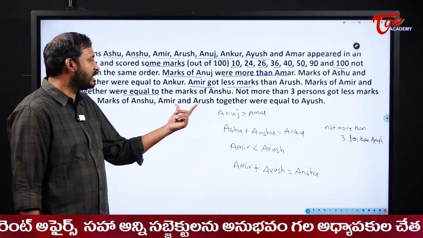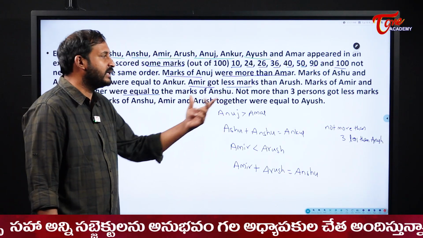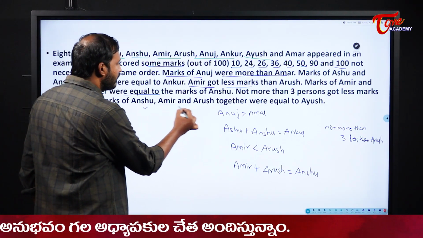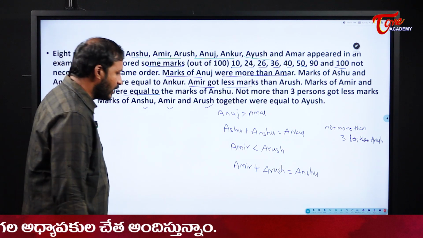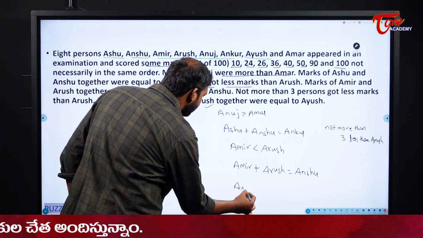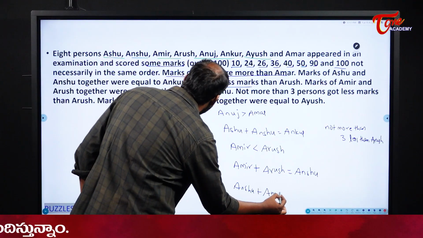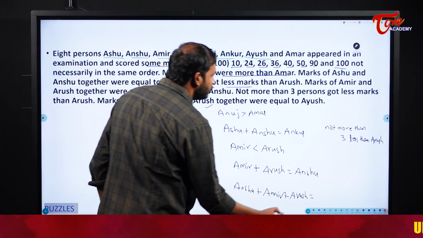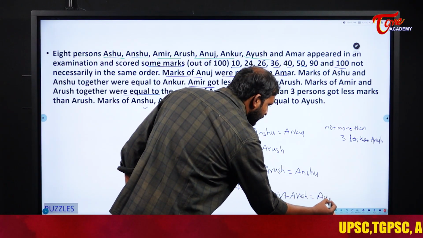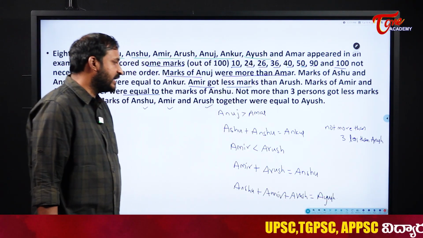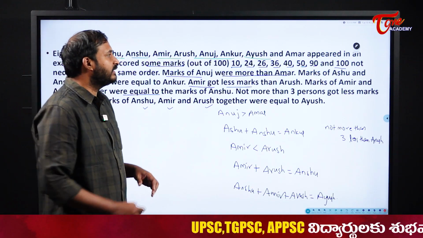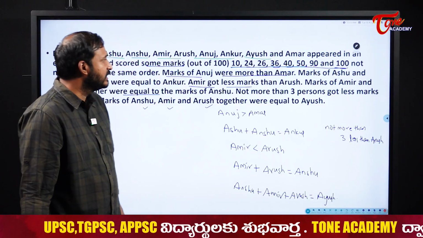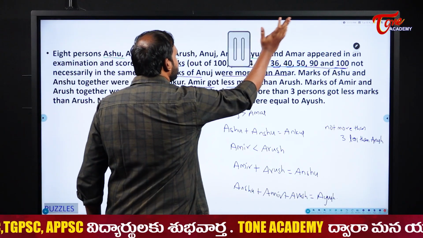Marks of Anshu, Amir and Arush together were equal to Ayush. So the marks of these 3 people, Anshu, Amir and Arush, added together are equal to Ayush. This is the data they gave us, and these are the 8 different scores which we have here.